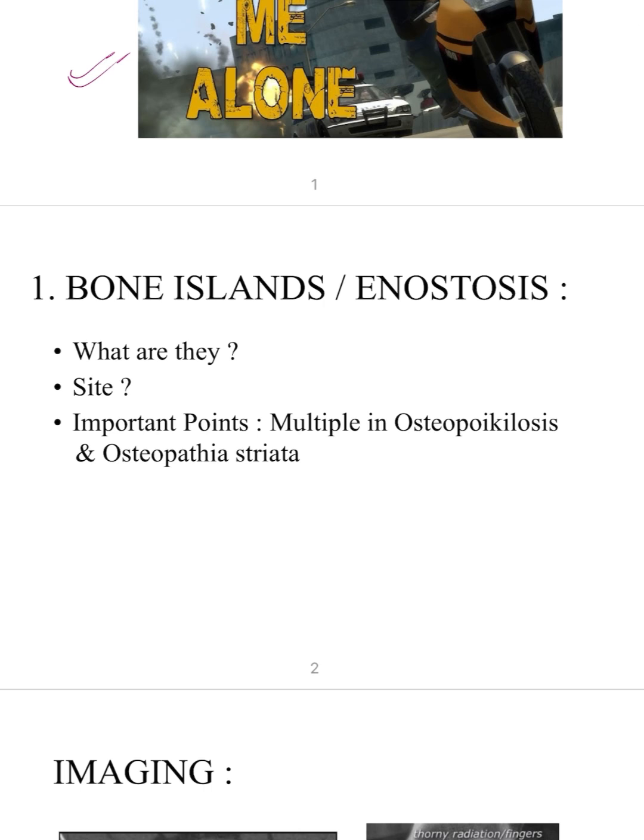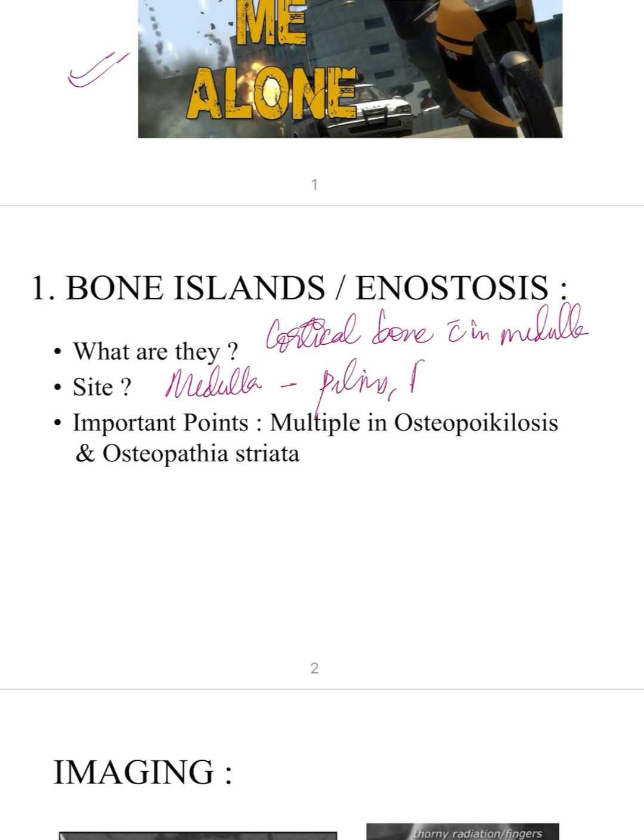So moving on to our first leave me alone lesion for the day, which is bony islands, also known as enostosis. What are they? They basically represent a focus of cortical bone which is located in the medulla. These can be developmental or congenital. So where are they most commonly seen? In the medulla of the pelvis, femur and other long bones.